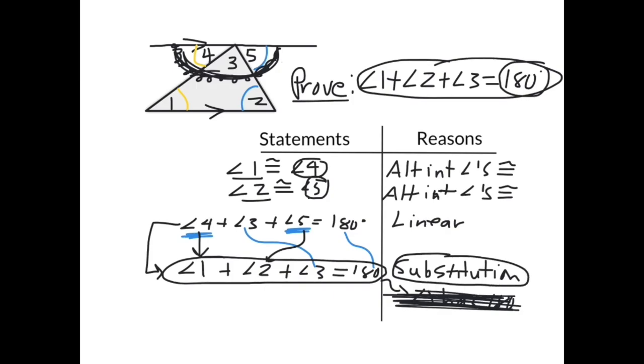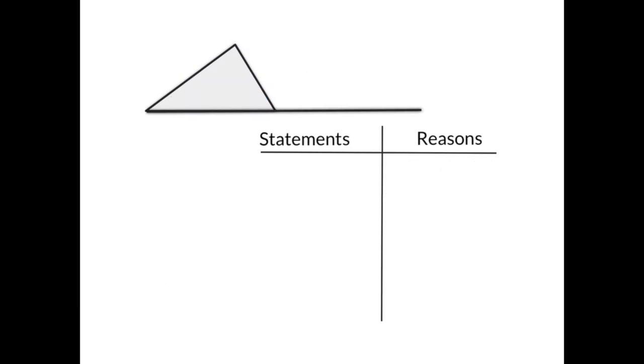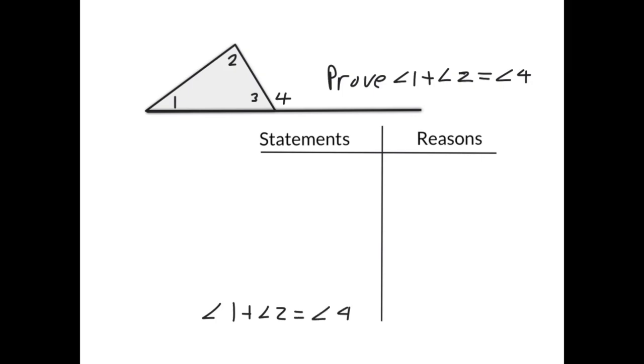Okay, the final proof has got something with the angles. And on the exterior angle proof, we're trying to prove that angles 1 and 2 add up to make angle 4. This is called the exterior angle theorem. And in this proof, I'm going to work it out backwards. We're trying to prove that angle 1 plus angle 2 equals angle 4.